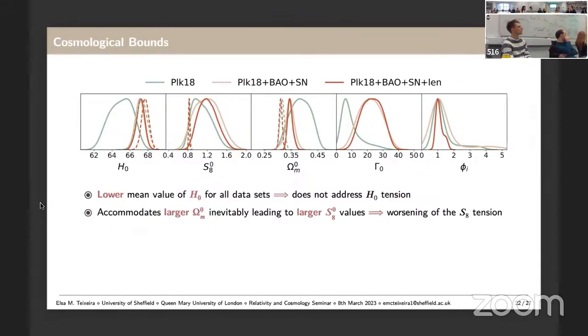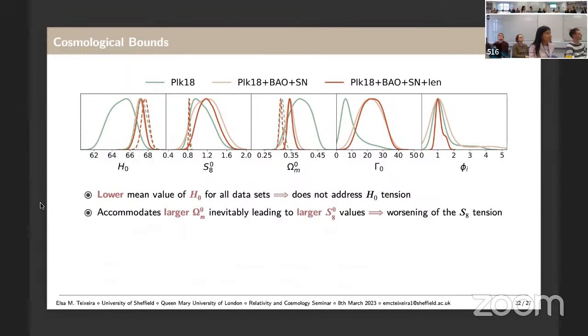Okay, then sadly, what we find is that, so the dashed lines are lambda CDM, we find that for all the data combinations, we have a lower prediction for H0, especially using one data set alone.